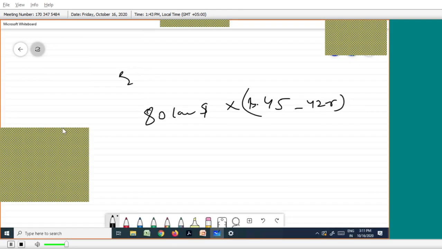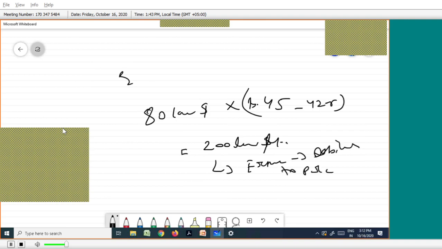80 lakh dollars into 45 rupees, how much? It is 2.5 into 80 lakh, which means 200 lakh rupees. This is an expense, debited to the P&L account.